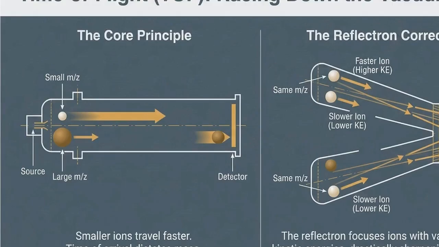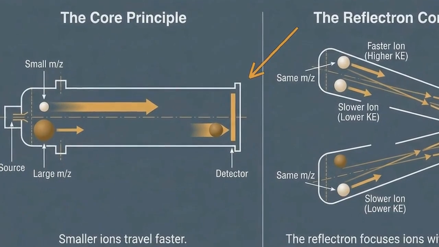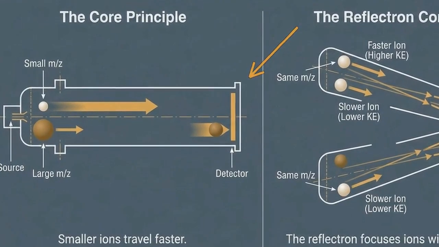This diagram illustrates the operational principle of a time-of-flight analyzer. A single electrical pulse pushes a discrete packet of ions down a field-free drift tube. That initial pulse gives every ion the exact same kinetic energy. To satisfy the energy balance in this equation, the lighter ions must travel faster. They arrive at the detector first, allowing the instrument to separate them by time.